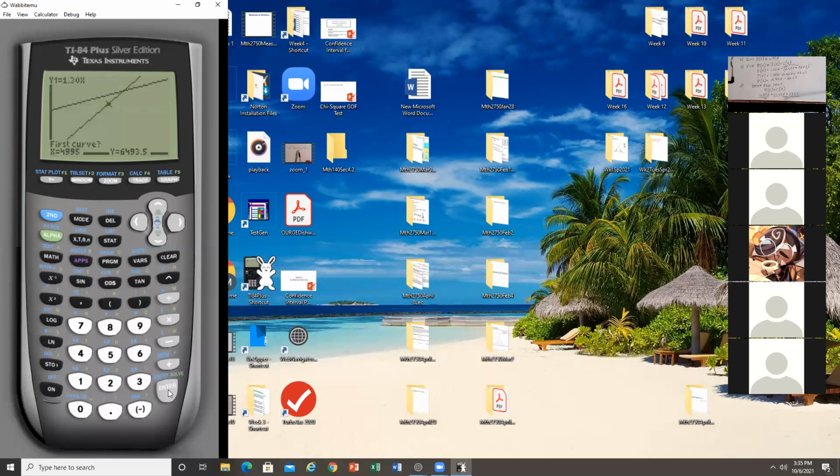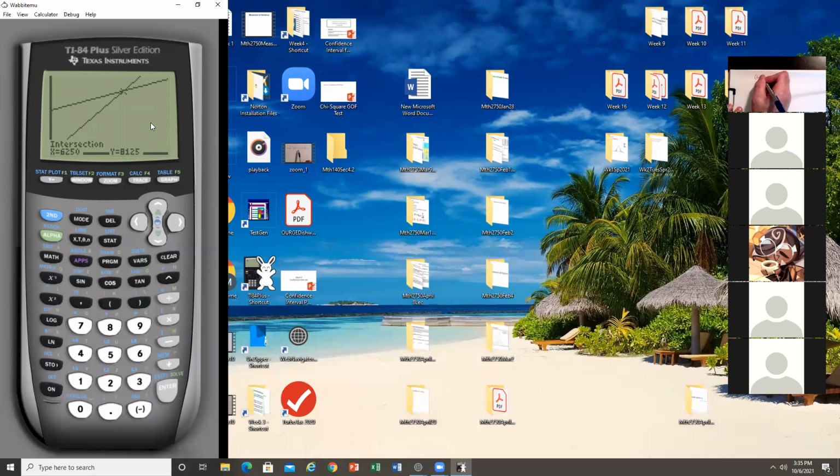Hit enter. That'll be called our first curve. Hit enter. That's our second curve. Hit enter. Hit enter again. There's your point of intersection. Ladies and gentlemen, how do we interpret what that point of intersection is saying? Does anybody want to interpret what that point of intersection is saying?